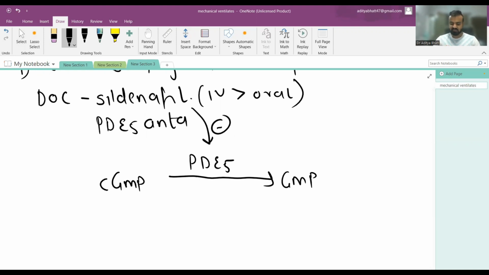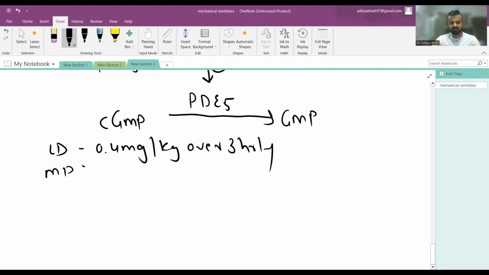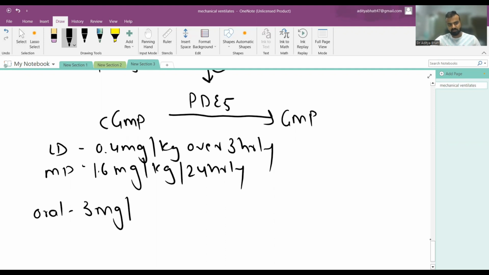Sildenafil is given as a loading dose and a maintenance dose. Very, very important. What is the loading dose? It is 0.4 mg per kg over 3 hours. And the maintenance dose is 1.6 mg per kg per 24 hours, that is, per day. This is the IV dose. The oral dose is 3 mg per kg. This is the dose for oral sildenafil.